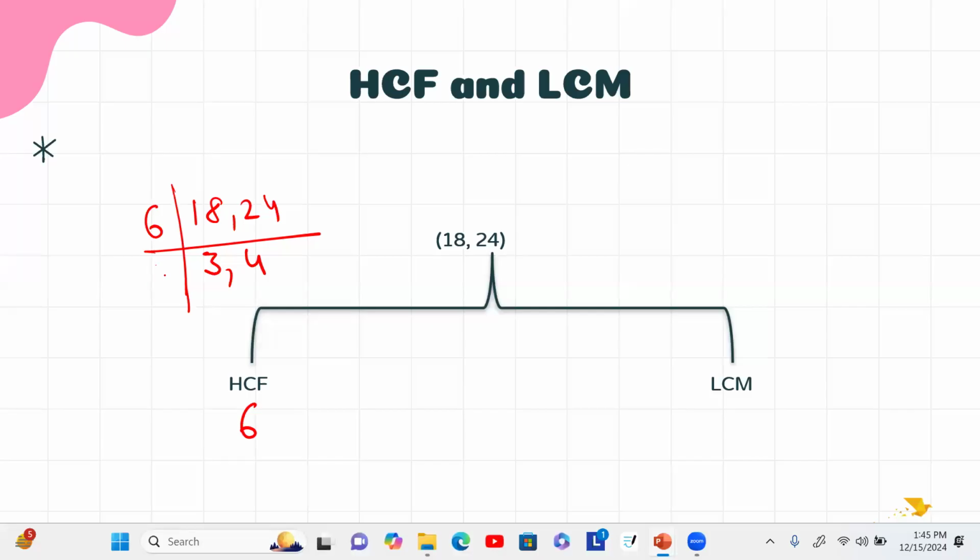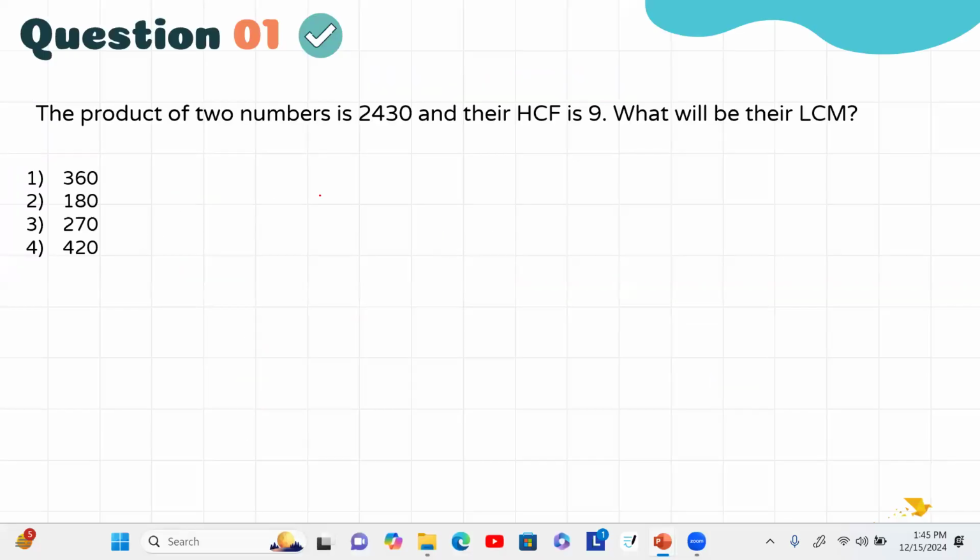Now LCM. 3 ones are 3, 4 as it is, 4 ones are 4. So LCM will be 6 into 3, 18 into 4, 72. Right? So by this method, in very less time, you can find the answers. I hope it is clear. Try this.